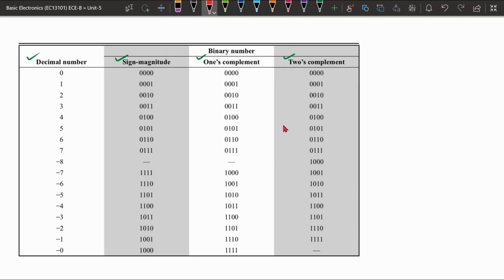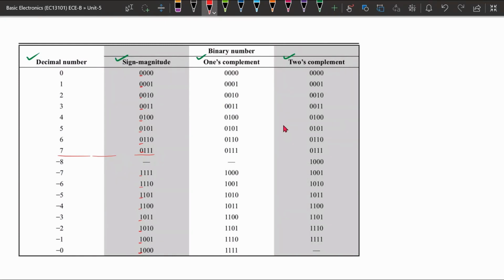So 1 will be represented by 0 0 0 1, and 2 will be 0 0 1 0. Up to here these are the positive numbers. You can see that all the positive numbers have the MSB bit 0. Similarly, in the sign magnitude representation, all the negative numbers have the MSB bit 1. So 1 means it is a negative number. This is the representation of sign magnitude, and the remaining bits will be the same.